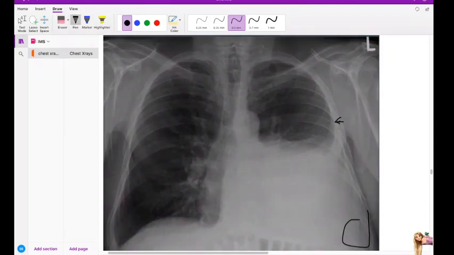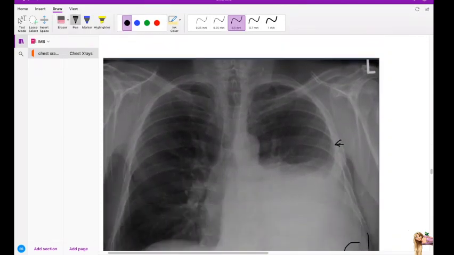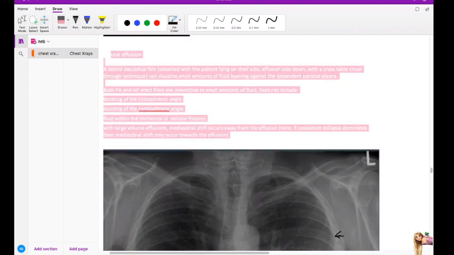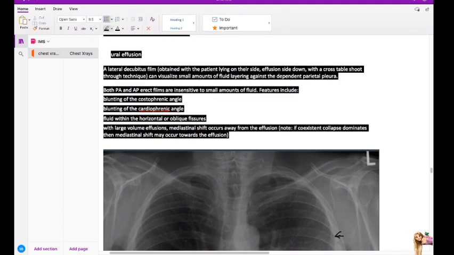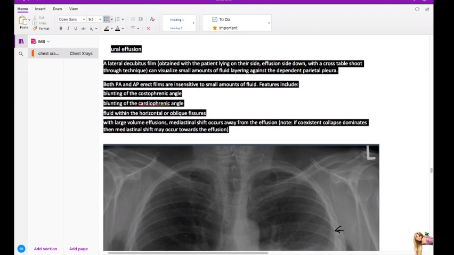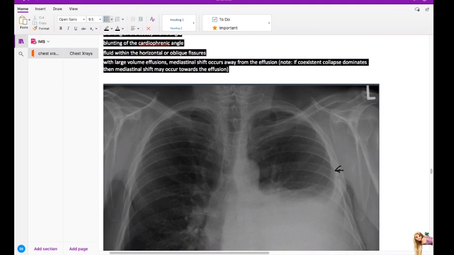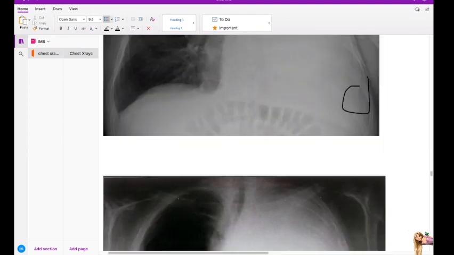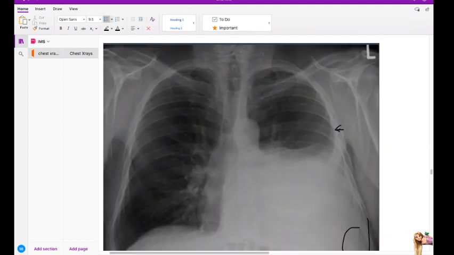Okay, and then you might also be able to see fluid accumulated in the fissures, in between the heart fissure. And if there is a large volume of pleural effusion, you can see shift of the mediastinum. Okay, so that is pleural effusion. So there might be shift of the mediastinum if the pleural effusion is very large.